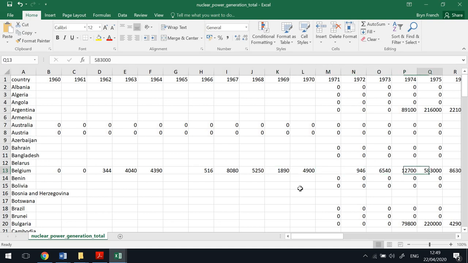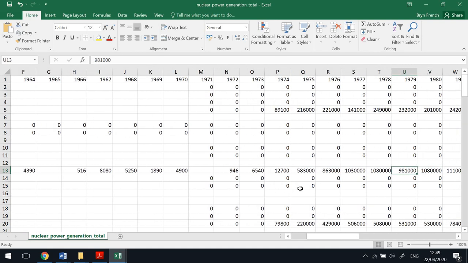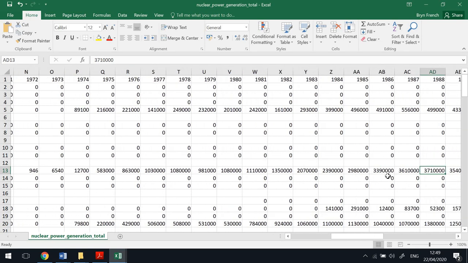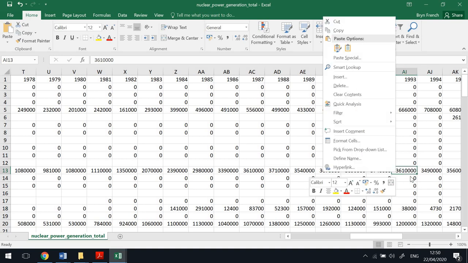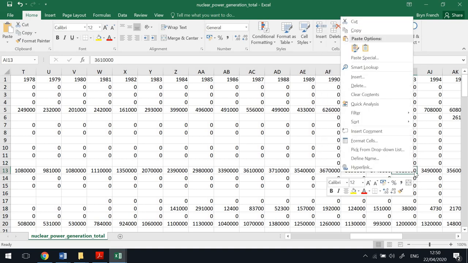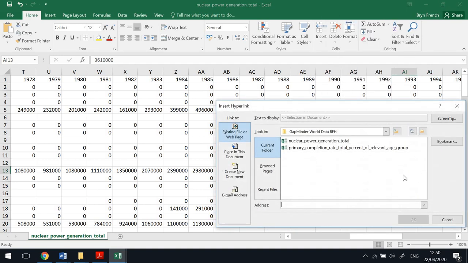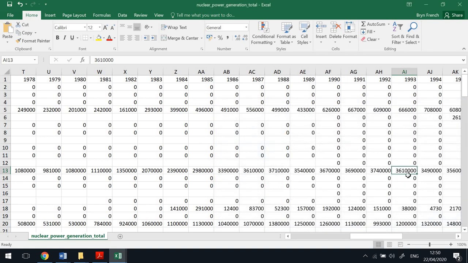Okay, these numbers seem to be getting bigger. That is just about 1 million in cell T13. Just over 1 million, just under 1 million. Let's go across. We're now in 93. That's 3.6 million.